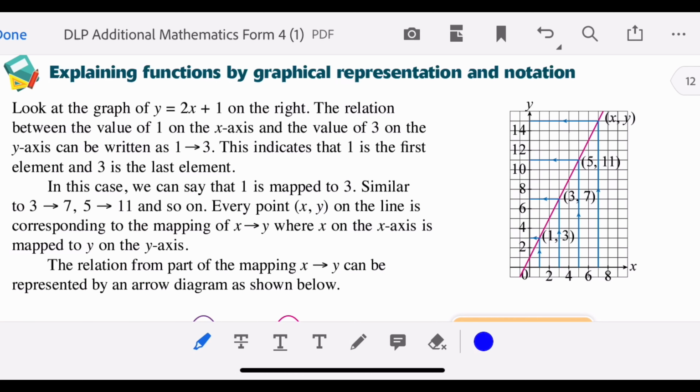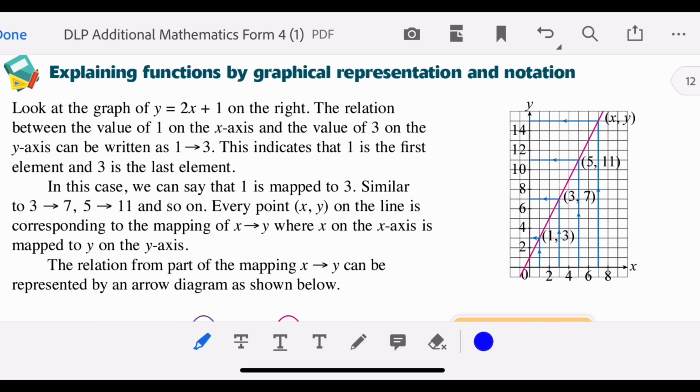Okay, so you can have a look at the graph. This is y equals 2x plus 1. On the right, the relation between the value of 1 on the x-axis and the value of 3 on the y-axis can be written as 1 maps to 3. This indicates that 1 is the first element and 3 is the last element. So in this case, we can say that 1 is mapped to 3. Similarly, 3 is mapped to 7 and 5 is mapped to 11, and so on.